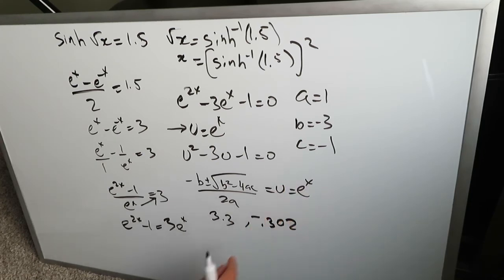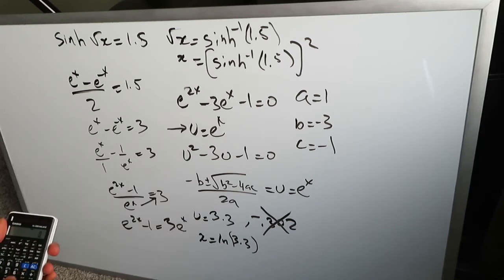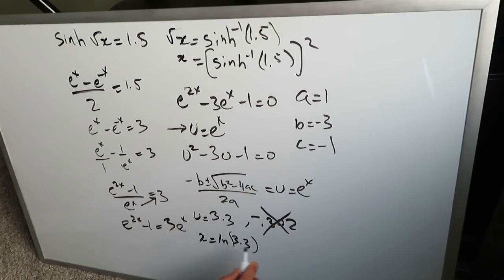But when you solve for x, you're going to do the natural log of these numbers. You can't do the natural log of a negative, so this one is eliminated. So technically, you end up with u equal to 3.3. Bring out your calculator: e to the x is equal to 3.3, so x is equal to the natural log of 3.3 to give you your proper final answer. Do 3.3 natural log and I get 1.1939.